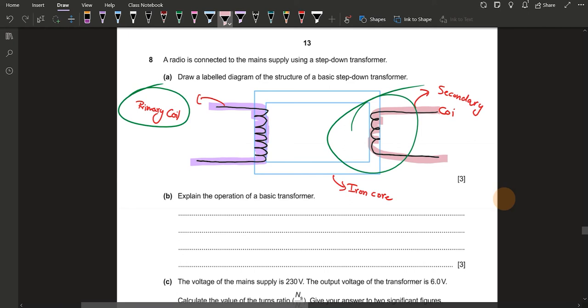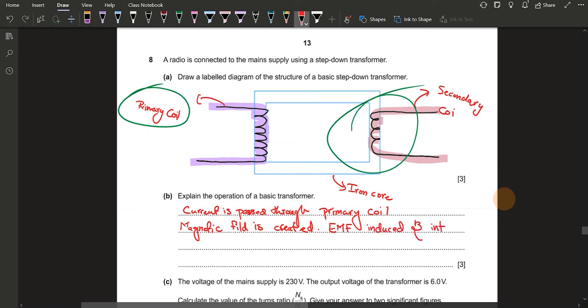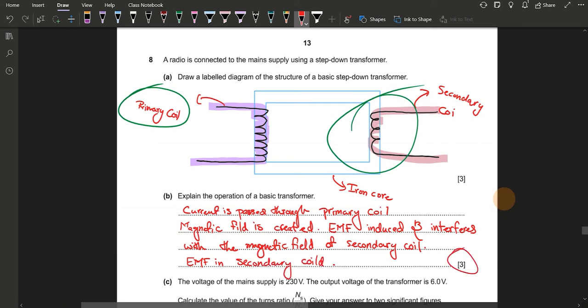So we can just write down the explanation, which is gonna be: current is passed through primary coil and magnetic field is created. That magnetic field goes and interferes with the secondary coil's magnetic field. So we can write EMF induced and interferes with the magnetic field of secondary coil. Because of that, there is EMF in secondary coil. And you just have to write this for 3 marks.